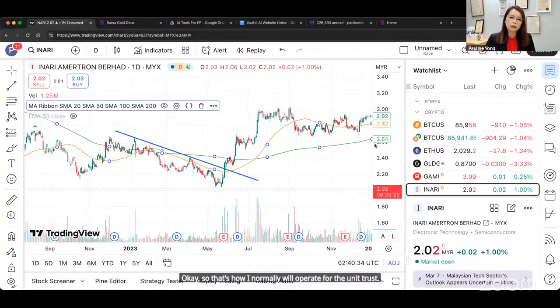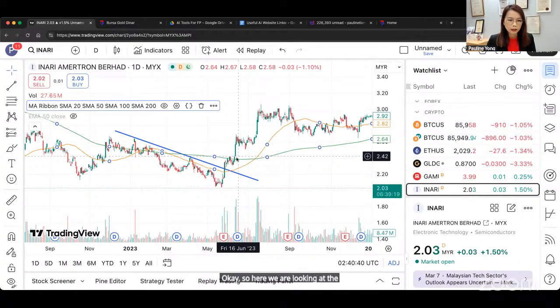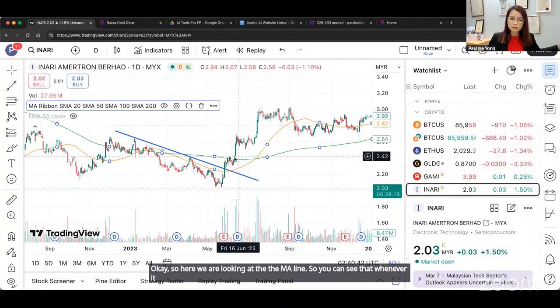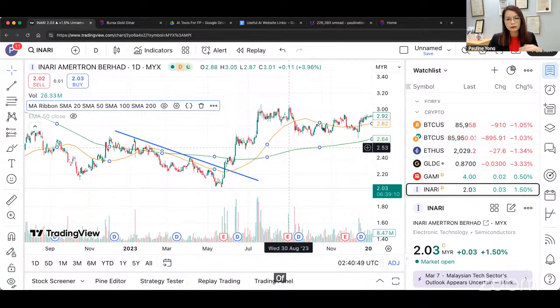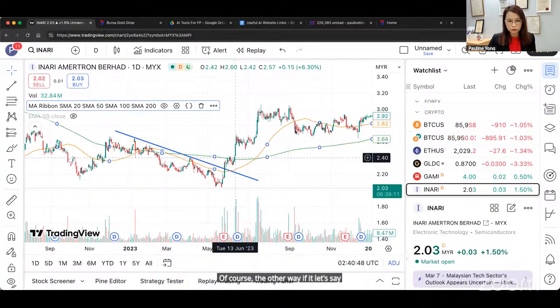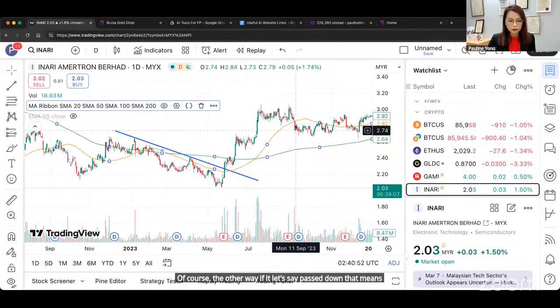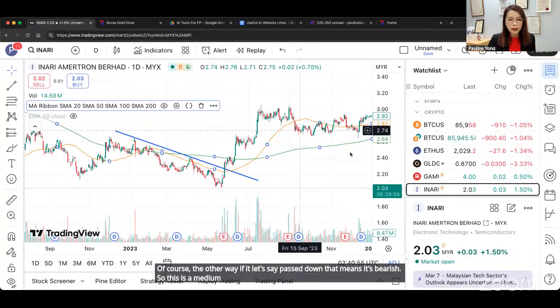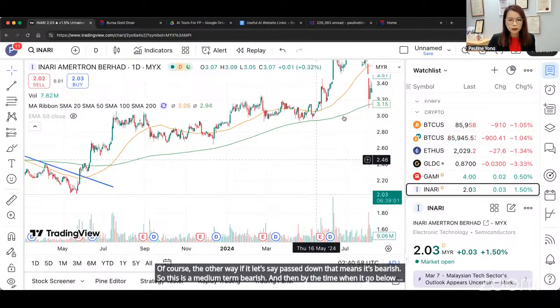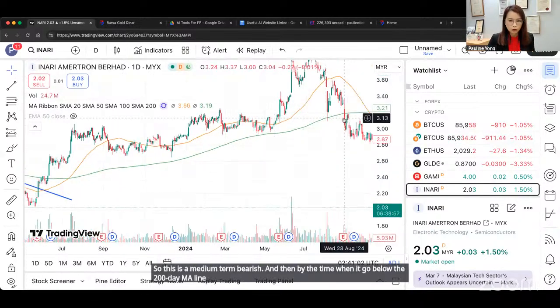Okay, so here we are looking at the MA line. You can see that whenever it passes through the longer time frame, it is super, super good. Of course, the other way, if it passes down, that means it's bearish. So this is a medium-term bearish. And then by the time it goes below the 200-day MA line, this is a strong bearish.